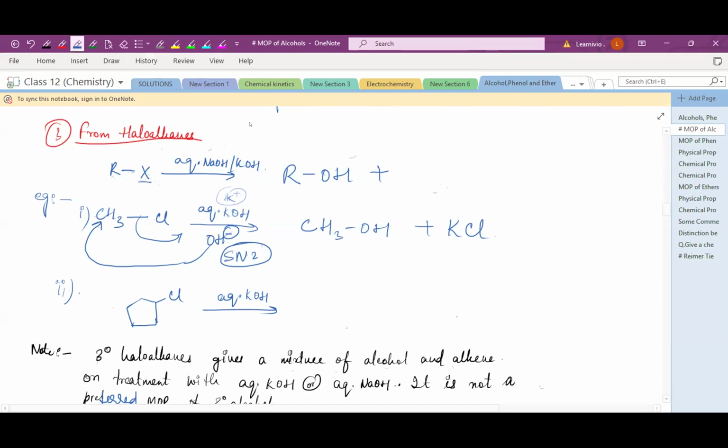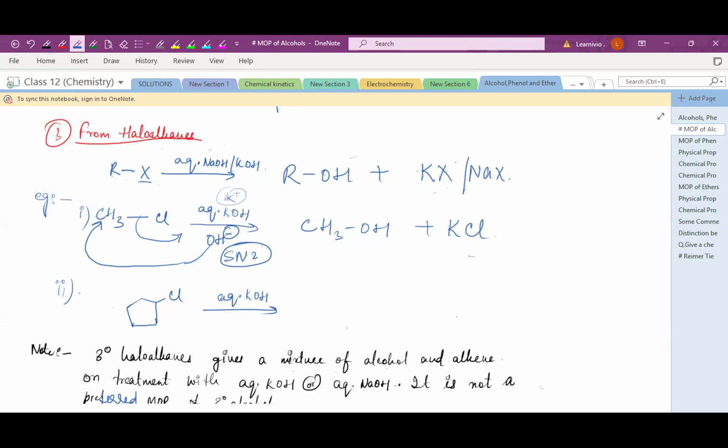It will be KCl. It's correct. It's KCl. And here you will write K, or NaX or KX if you are using sodium hydroxide. So you will get the salt, potassium salt or sodium salt. It again depends on the hydroxide you are taking.